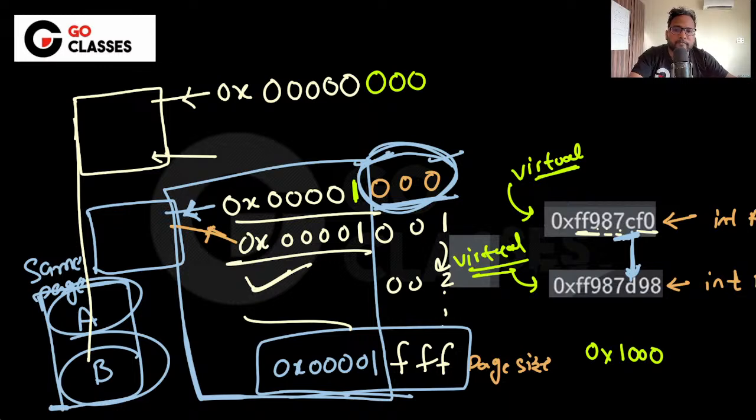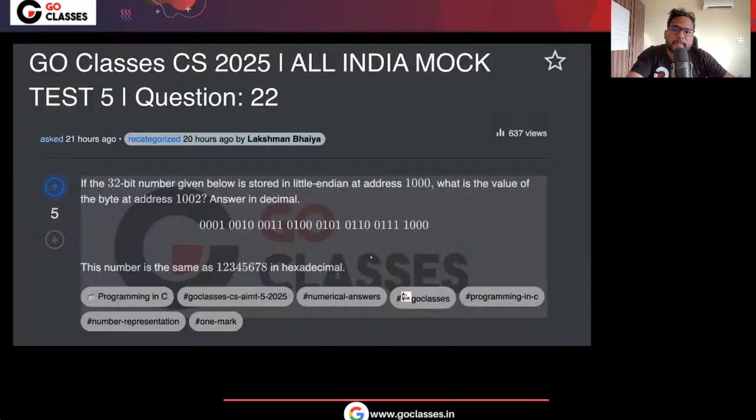Okay, now let's just move to the next question. So what this question is saying, in a 32-bit system, this is a little endian system, right? And at address 1000, there is some number that is being stored, and the binary representation of that number is given. Now how are you going to store this?